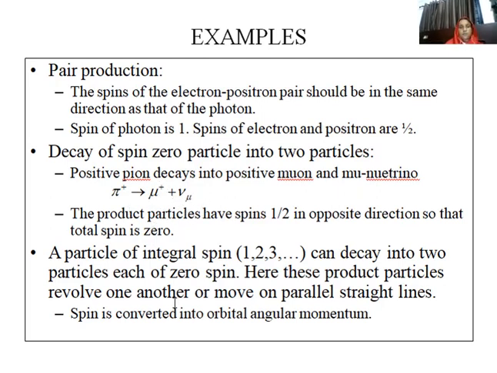Another property is that in the case of integral spin 1, 2, 3, etc., a particle can decay into two particles each of zero spin. In this case, these particles revolve around one another or move on parallel straight lines. In these cases, the spin angular momentum is converted into orbital angular momentum.